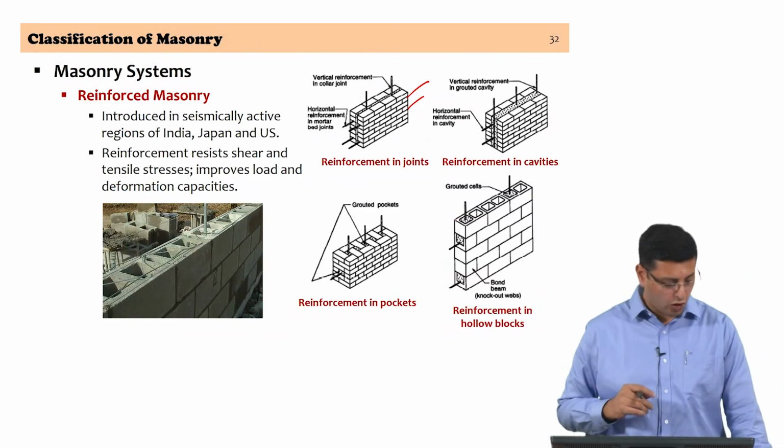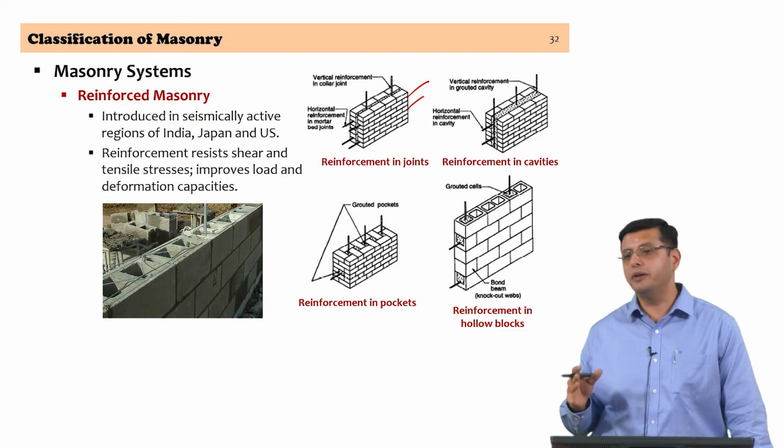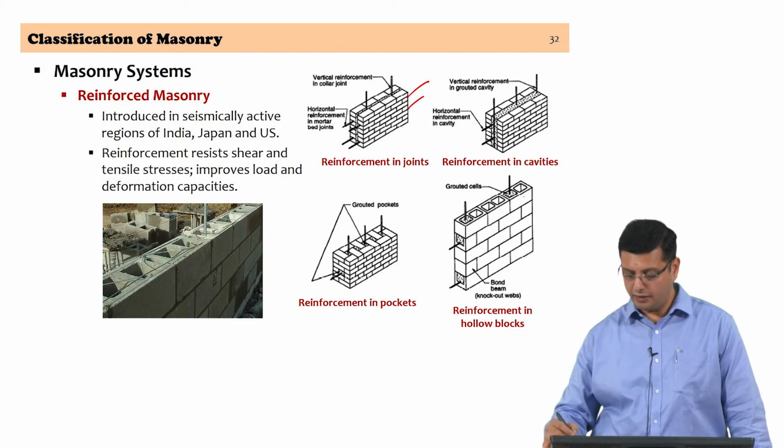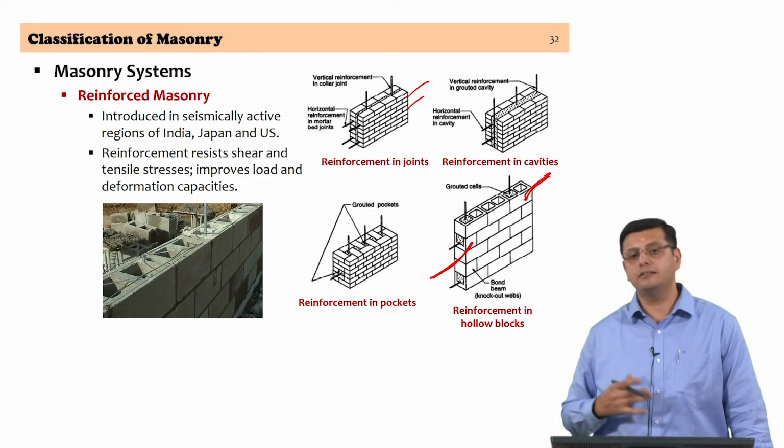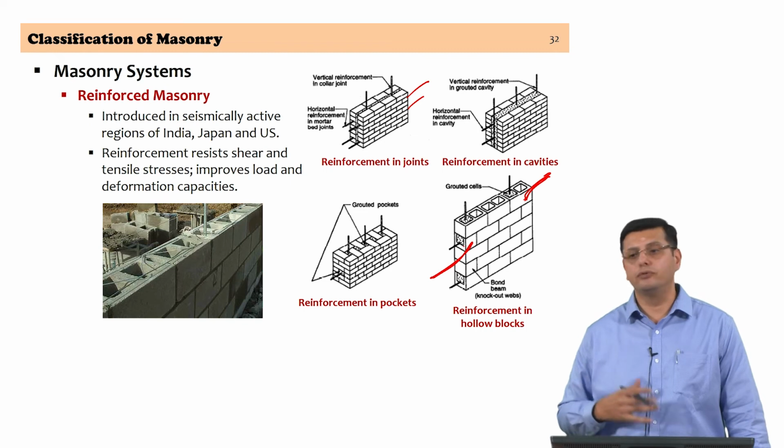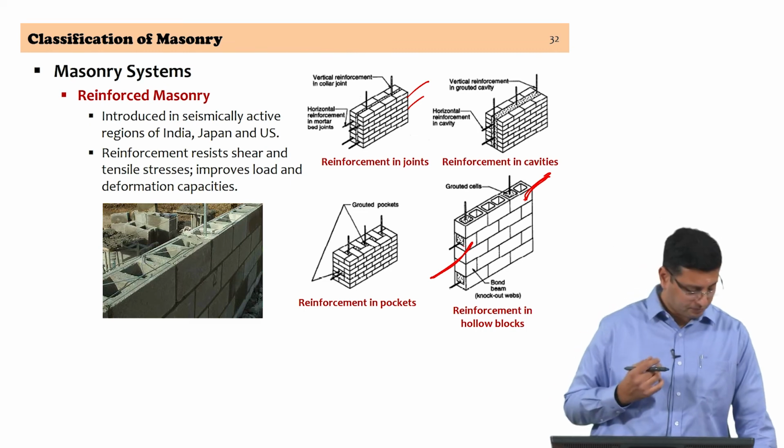And finally, the hollow block construction, where with a combination of hollow block as you see here and U-shaped blocks, you can get the network of horizontal and vertical reinforcement placed in the walls.